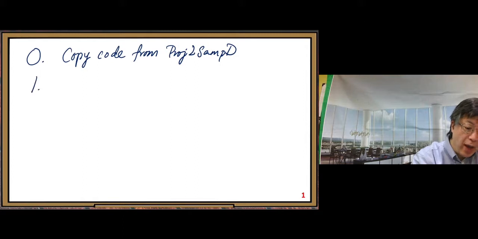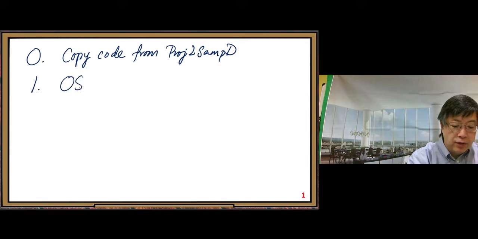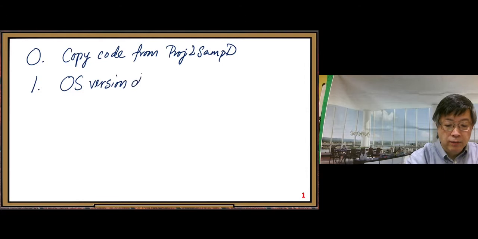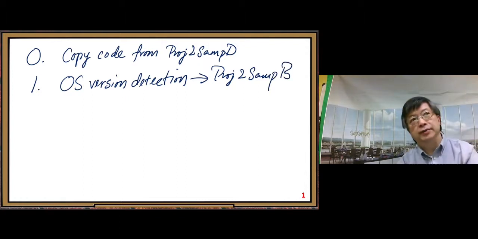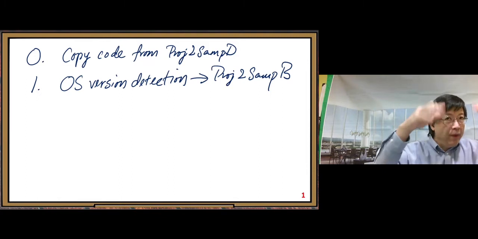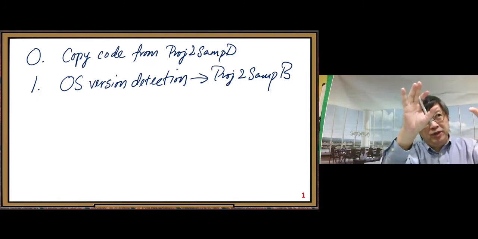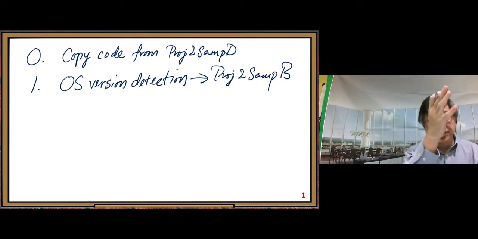The first thing we need to add is OS version detection. That's from project 2 sample B. Okay, so that part is very simple. In our prepare servlet, we do that detection part. But in our input page, we need to provide 2 versions.